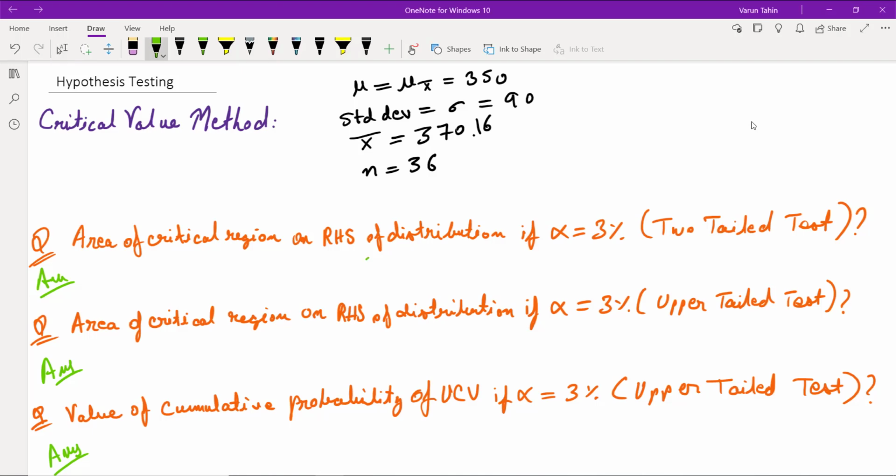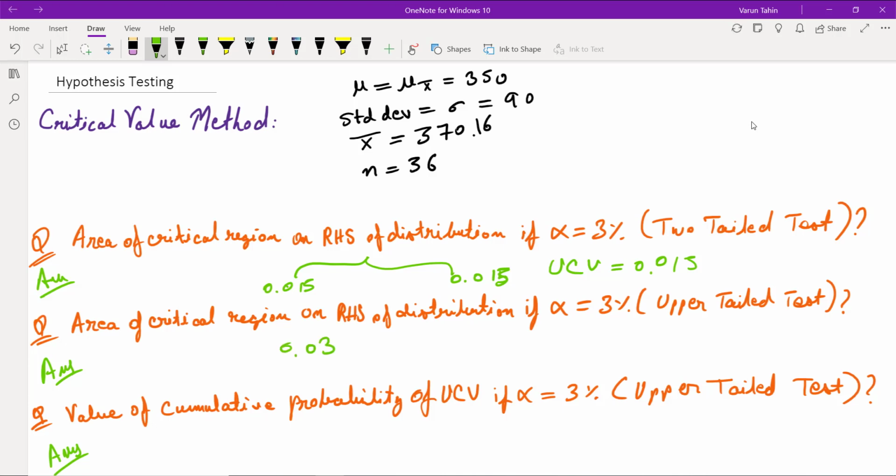So each of the regions will have 0.015 as the area, correct? So the UCV here becomes 0.015. And what about this? The question is the same, but it is asking for the upper tail test. Since the upper tail test will be concentrated on the right hand side of the distribution, the whole 3% will be on the right hand side. So it will be 0.03.